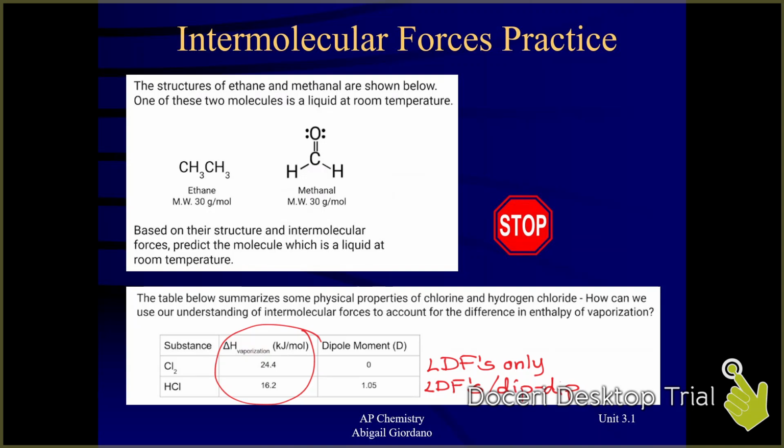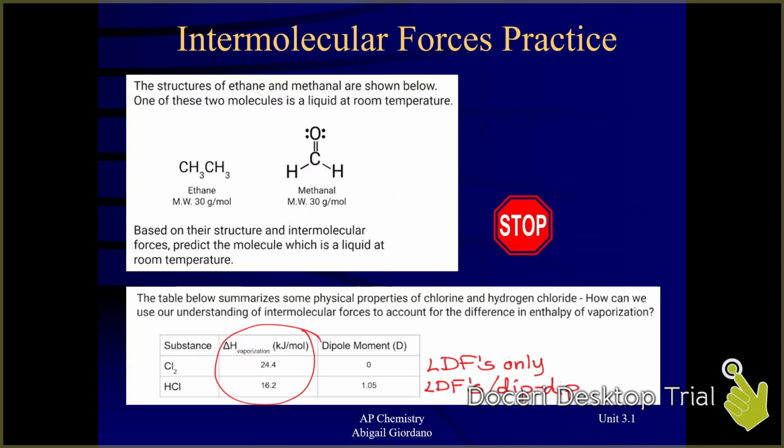And that might seem backwards to you, because chlorine only experiences LDFs. However, let's remember, what intermolecular force is the only one that is affected by size, or to be more specific, number of electrons? That would be London dispersion forces. Chlorine, Cl2, is a larger molecule. It has more electrons. It's more polarizable. There's that vocabulary word. HCl is a smaller molecule.